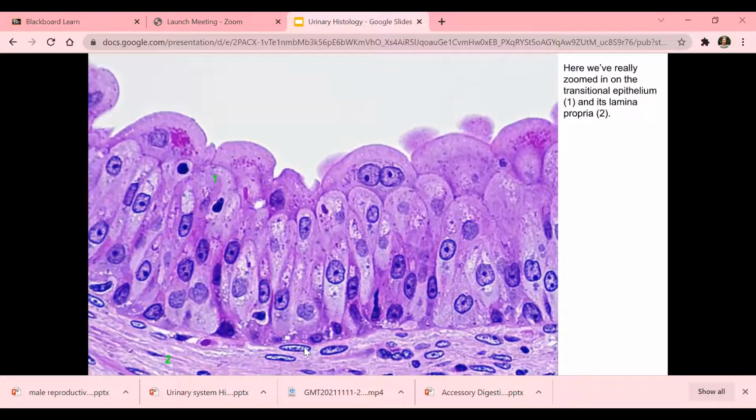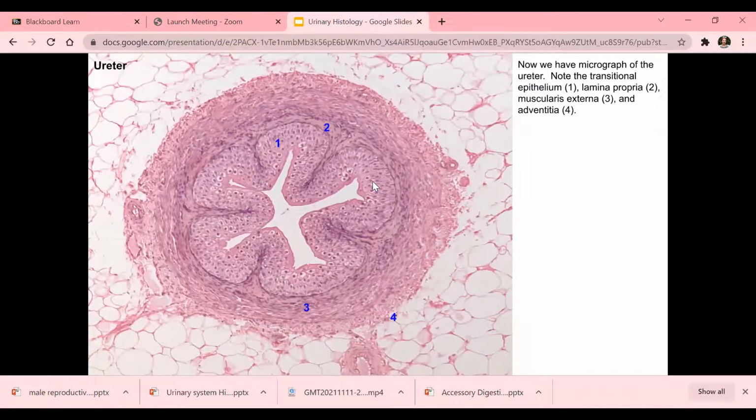And this is the zoomed transitional epithelium. When you look at this epithelium, you have multiple layers and the surface cells are umbrella shaped. You can see binucleated cells here. And this is the picture of ureter. I told you that in the ureter, the best key for identification is the star-shaped lumen. Your epithelium is transitional, lamina propria, then you have tunica muscularis externa, and then you have tunica adventitia with many adipose cells.